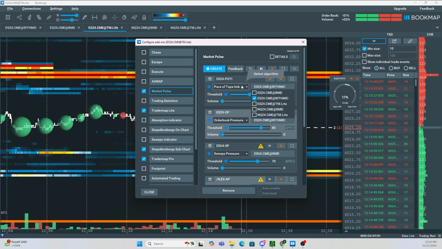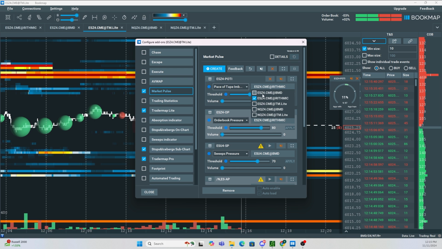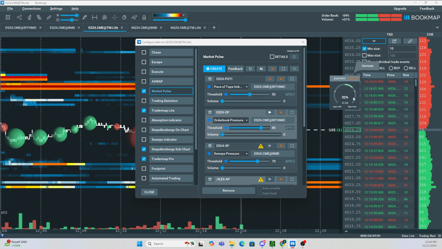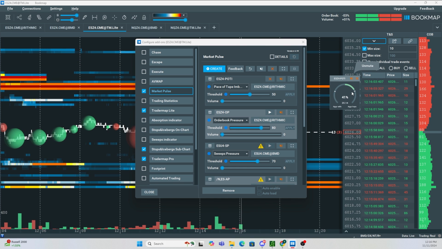Once you've selected pace of tape, you then want to select the instrument that you are going to be trading. Once you have both of those set up, you then want to click this play button right here. And this tiny little window will pop up and you should see something like this.